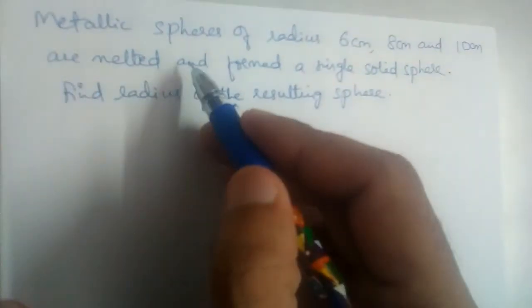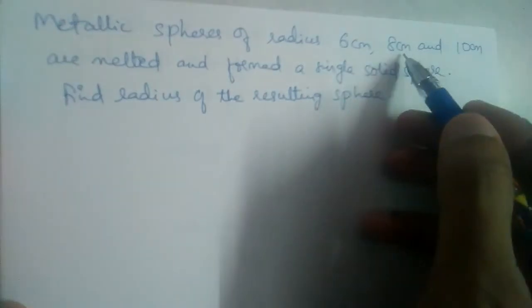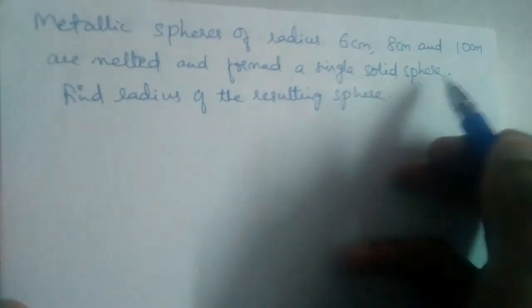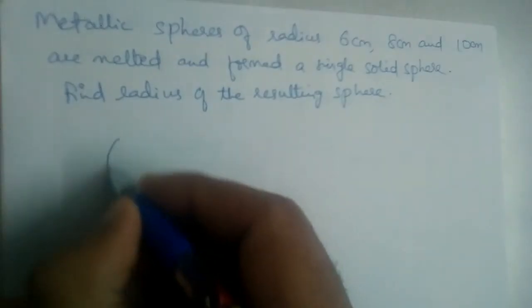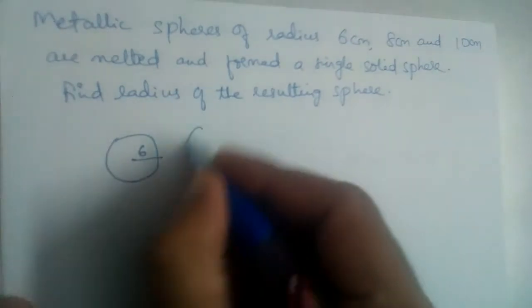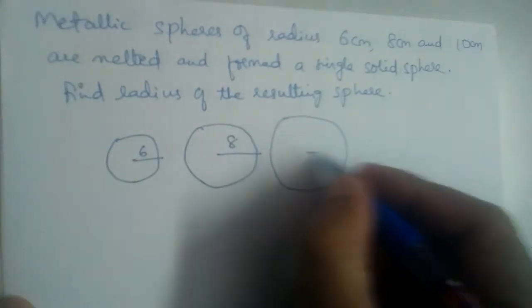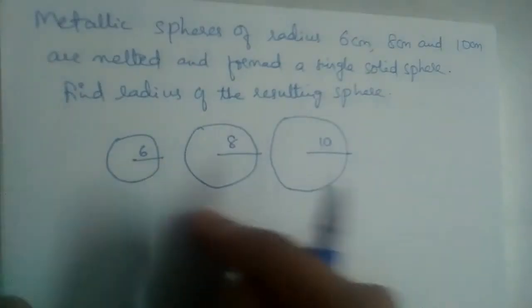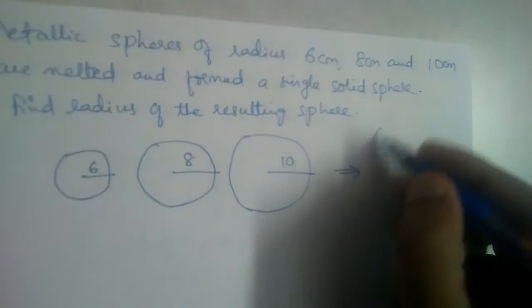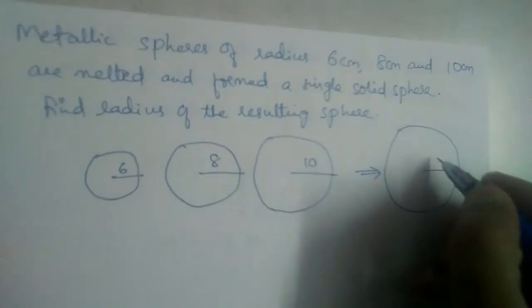Metallic spheres of radius 6 centimeter, 8 centimeter and 10 centimeter are melted and formed into a single solid sphere. So we are melting three spheres. First radius is 6, second radius is 8 and the third sphere radius is 10. We are melting these three spheres and forming one big sphere. Find the radius of the resulting sphere.